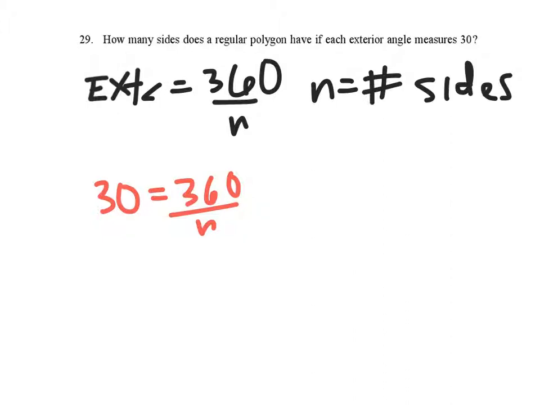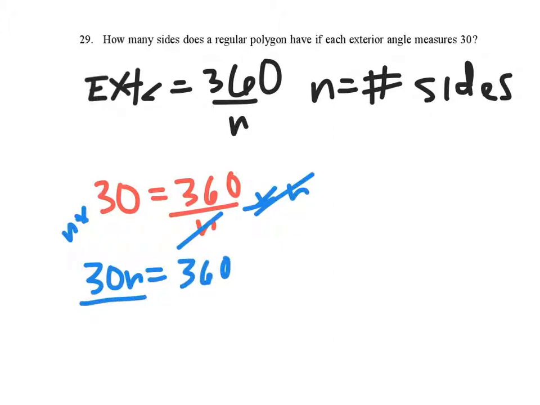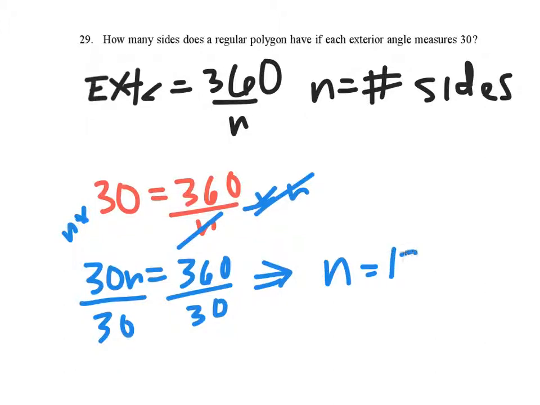To move our n, we're going to multiply both sides by n. On this left side, we'd have 30n equals, our n's over here cancel, 360. We'd divide by 30, and we would get n equals 36 divided by 3 is 12. We would get n equals 12.